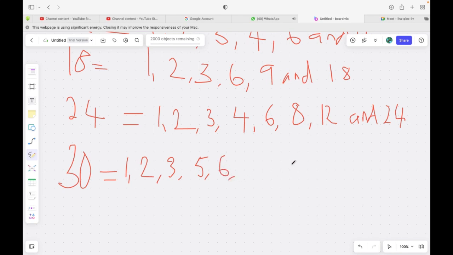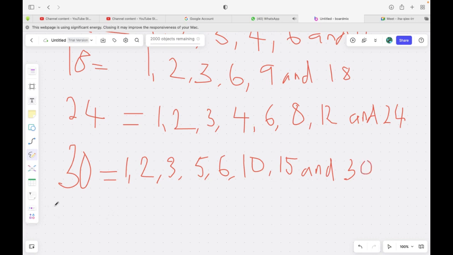7 cannot, 8 cannot, 9 cannot, 10 can divide. 10 can divide 30, so 10 is a factor of 30. 12 cannot, 20 cannot, 40, 50 can't divide 30. In fact, 15 is the halfway of 30. So after halfway, the next factor is the number itself. After 15, the next factor is 30. Is that okay? So these are the factors.